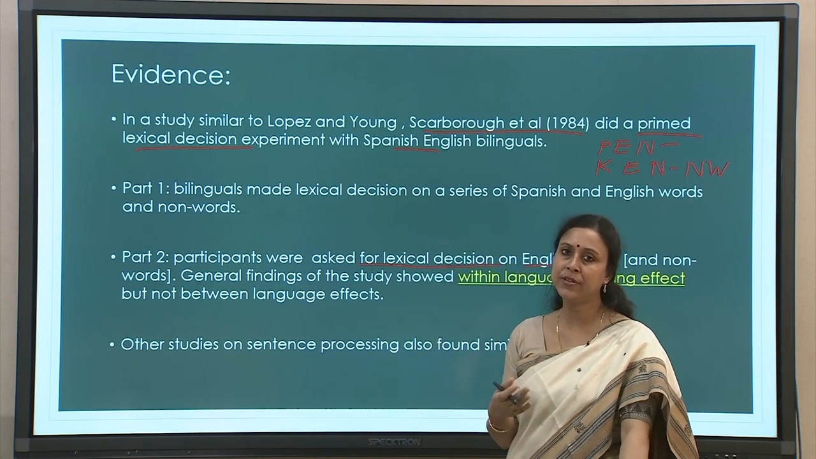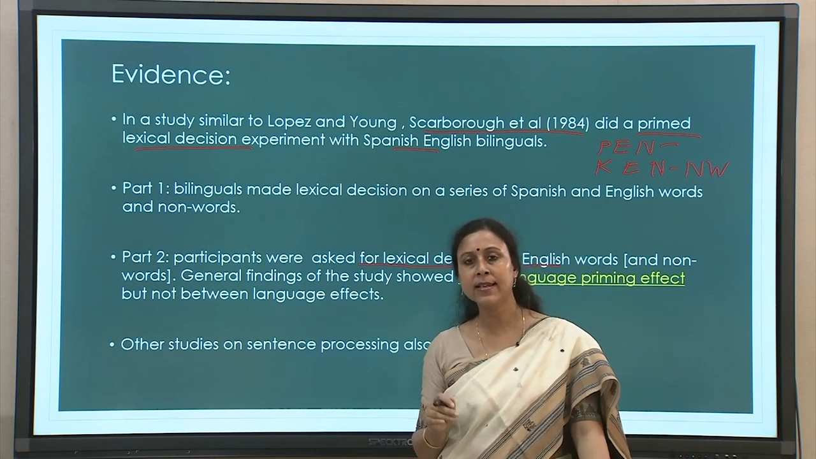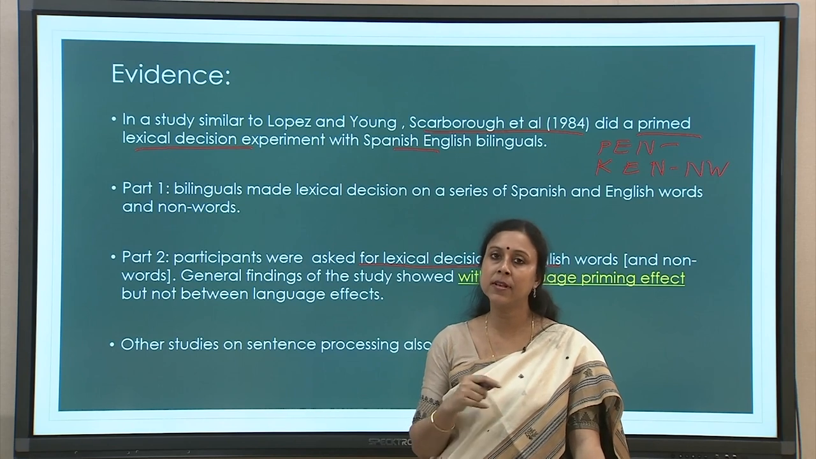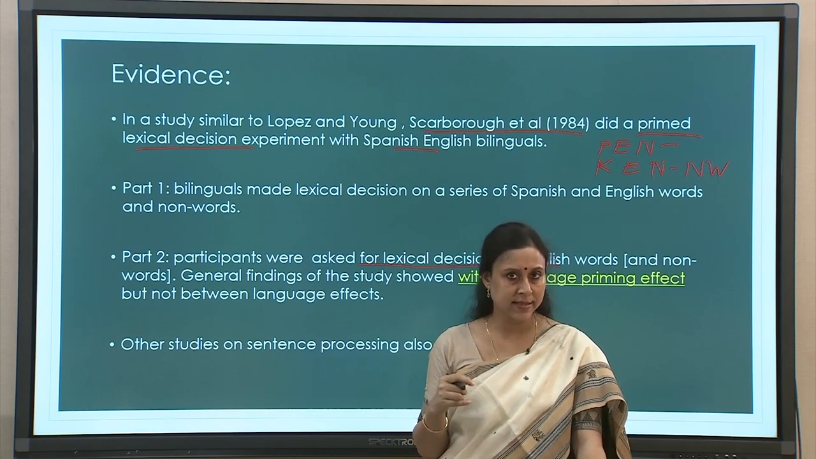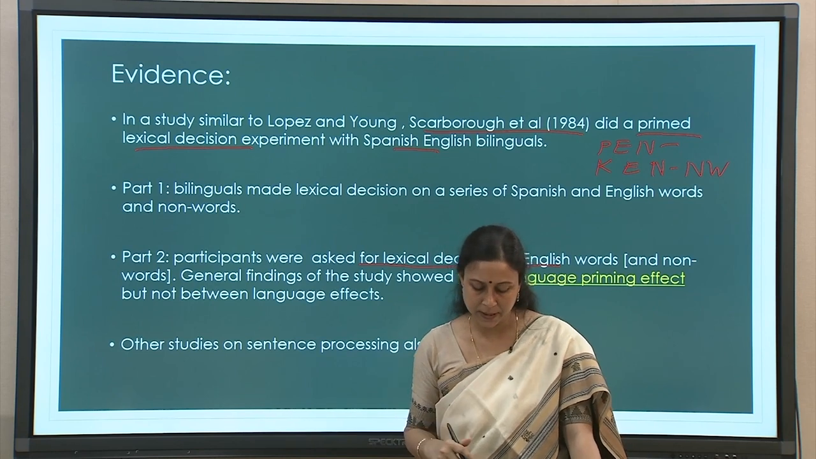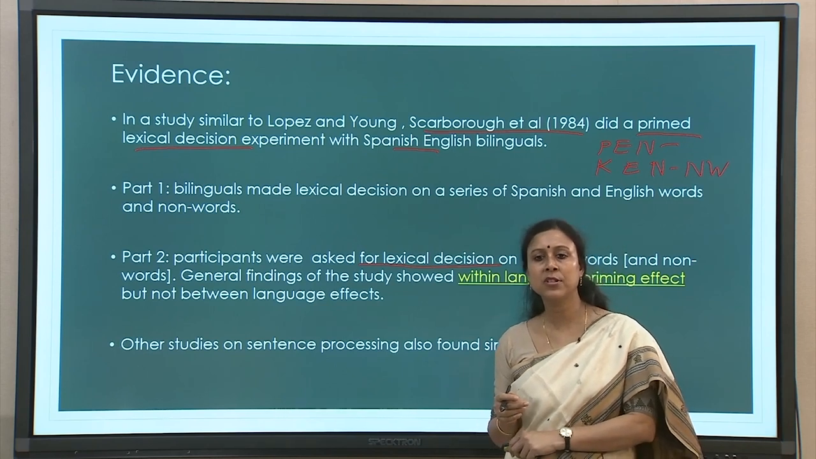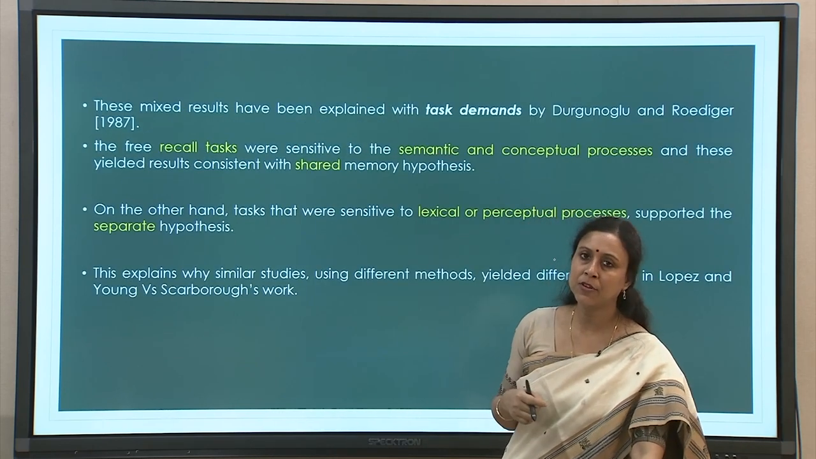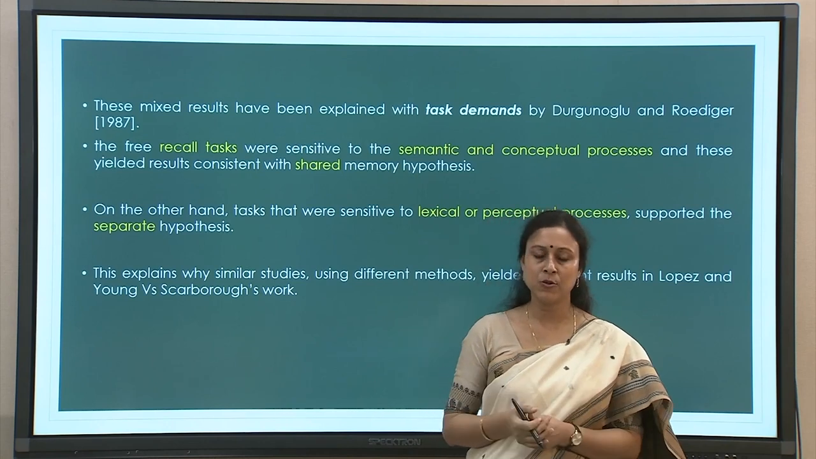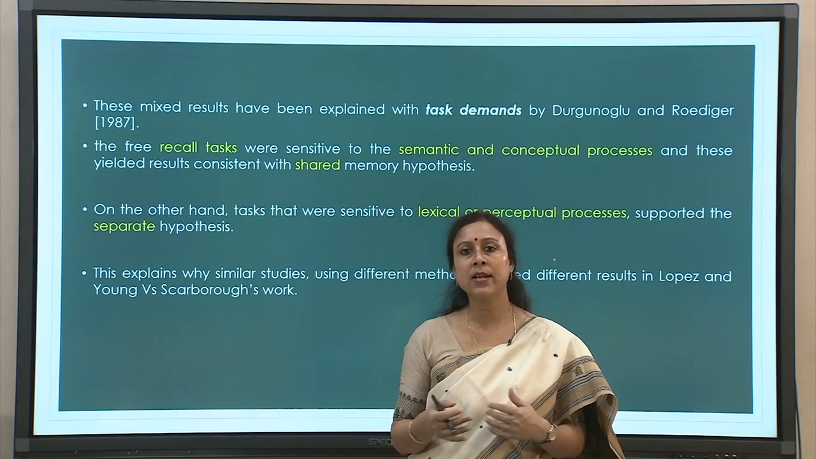So one language did not help processing the other language. That is the general finding here, unlike the previous ones. In the previous ones, we see that there is a lot of facilitation, so language 1 facilitates processing in language 2, which does not happen here. There were many other sentence processing studies also, and they all showed a similar kind of result, that language 1 does not help in language 2 processing. Now, this sounds quite interesting, because there are mixed results. How can both be correct?